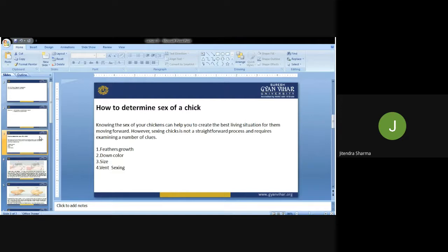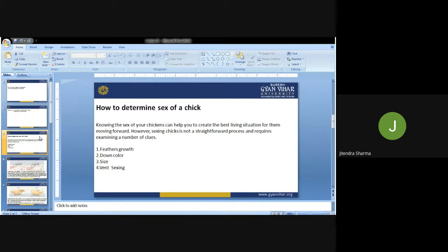This is a very important thing: if we are running a poultry hatchery or poultry business, then we have to learn how we can determine the sex at the day old chick stage. Because knowing the sex of our chicken can help you create the best living situation for them moving forward. However, sexing chicks is not a straightforward process and requires examining a number of clues.